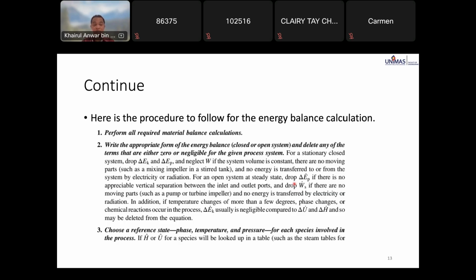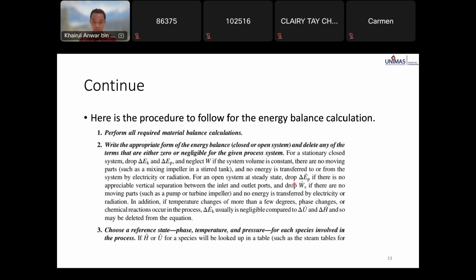Second, write the appropriate form of the energy balance, closed or open system, and delete any of the terms that are either zero or negligible for the given process system. For a stationary closed system, drop delta EK and delta EP, and neglect W, or work, if the system volume is constant. There are no moving parts such as an impeller in a stirred tank, and no energy is transferred to or from the system by electricity or radiation. That one is for the closed system.